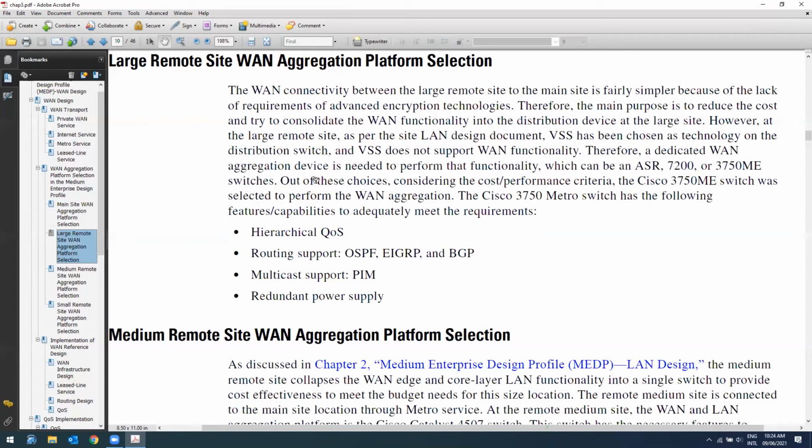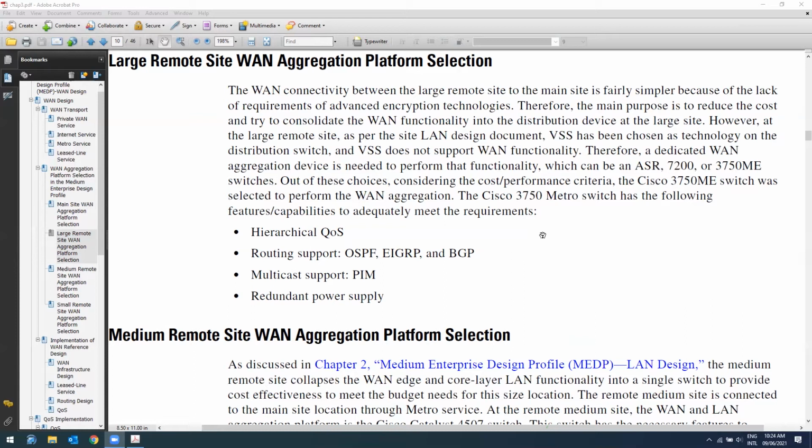So, large remote site WAN aggregation platform selection. The WAN connectivity between the large remote site and the main site is fairly simpler because of the lack of requirement of advanced encryption technologies. Therefore, the main purpose is to reduce the cost and try to consolidate the WAN functionality into the distribution service at the large site.